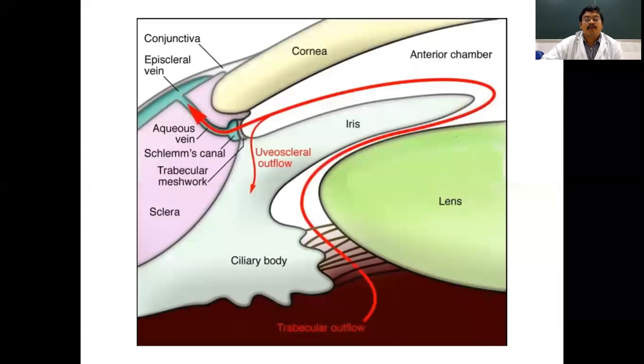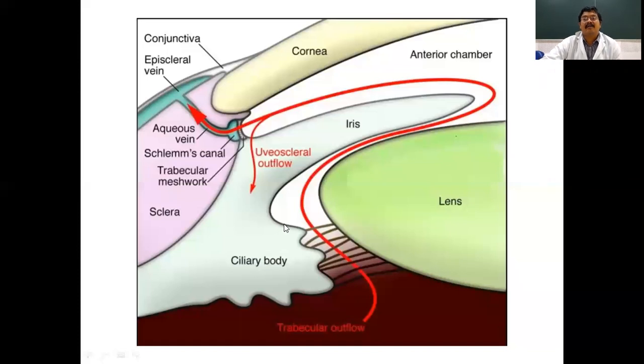It has two flows. One is the conventional flow, the other is the unconventional. The conventional is 75%, and the unconventional is the remainder. The uveoscleral outflow is the unconventional one. The conventional flow is the trabecular flow. From there it goes into the trabecular meshwork, then Schlemm's canal, then the aqueous veins, and then into the episcleral veins. The unconventional flow, after entering the anterior chamber, goes through the uveoscleral outflow.